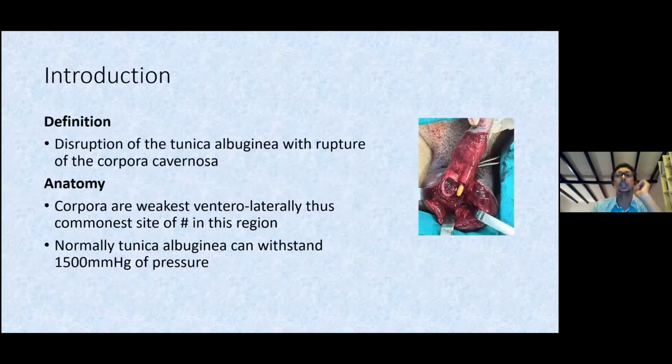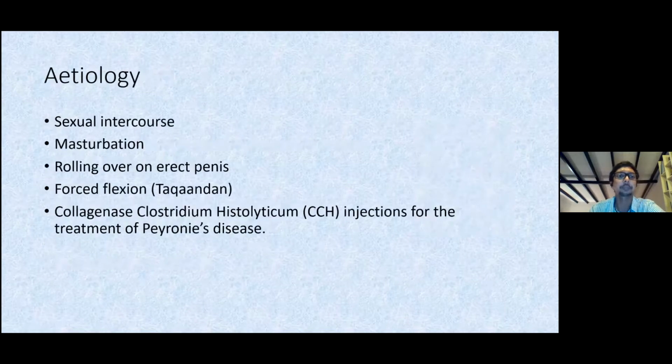The definition of a penile fracture is disruption of the tunica albuginea with rupture of the corpora cavernosa. Anatomy-wise, the tunica is actually weakest at the ventrolateral aspect, so most of these fractures tend to be on the ventral aspect. The tunica is supposed to withstand a significant amount of pressure without rupturing, so fractures are relatively rare.